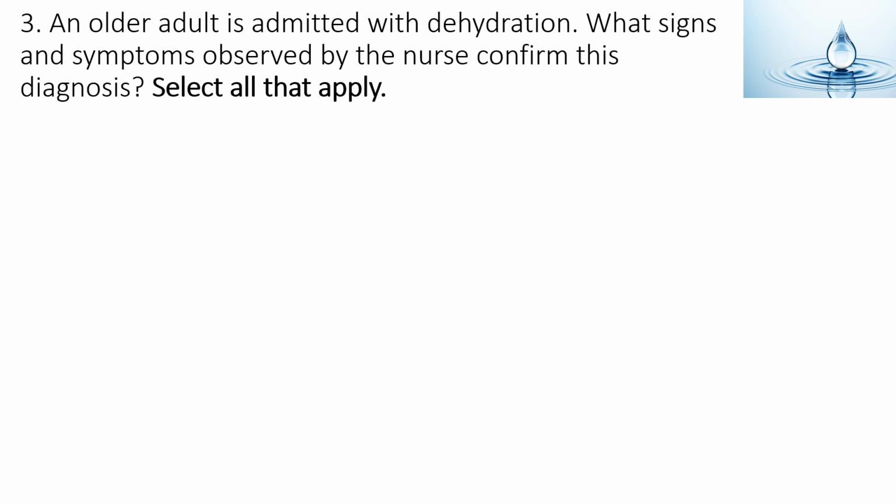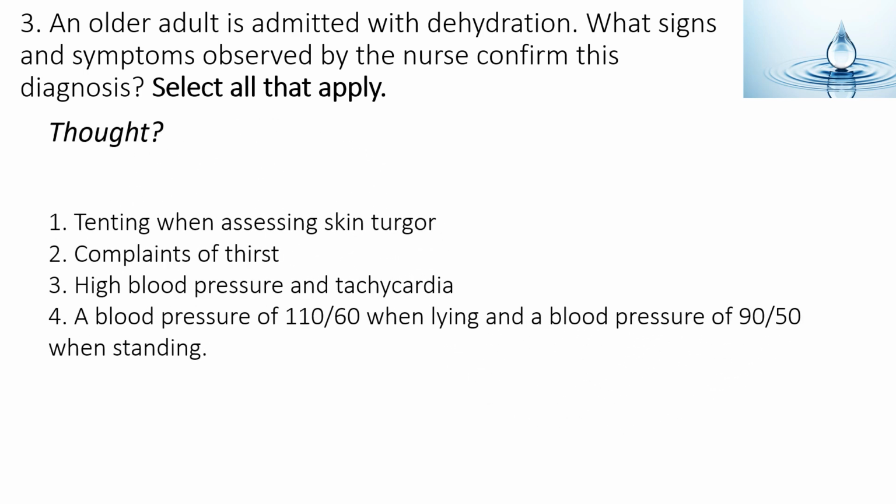Question number 3. An older adult is admitted with dehydration. What signs and symptoms observed by the nurse confirm this diagnosis? Select all that apply. Is the answer number 1, tenting when assessing skin turgor? Number 2, complaints of thirst. Number 3, high blood pressure and tachycardia. Number 4, a blood pressure of 110/60 when lying and a blood pressure of 90/50 when standing.